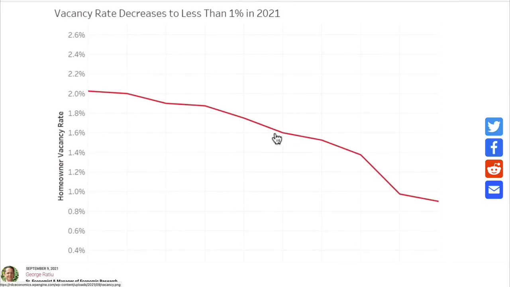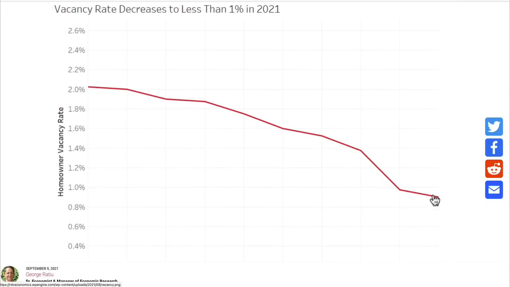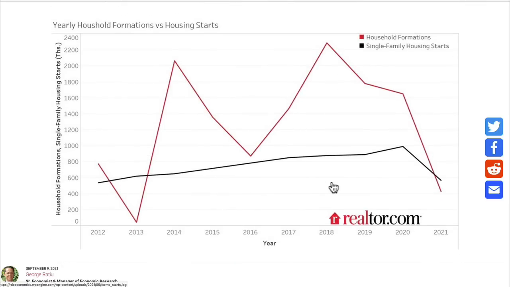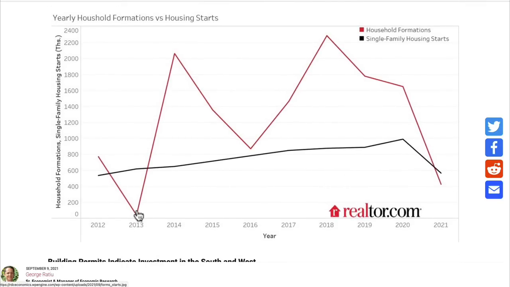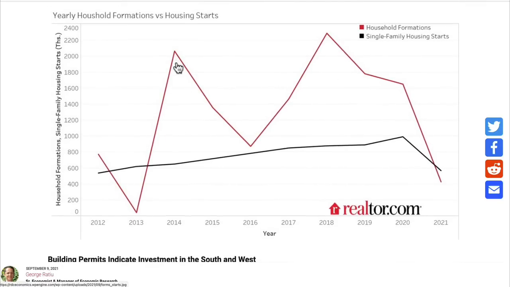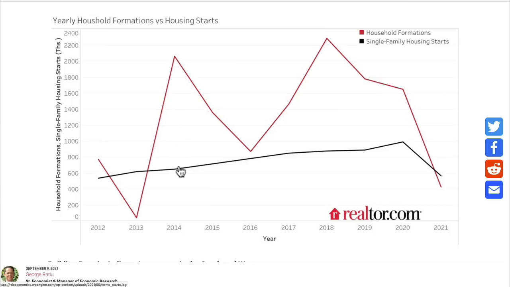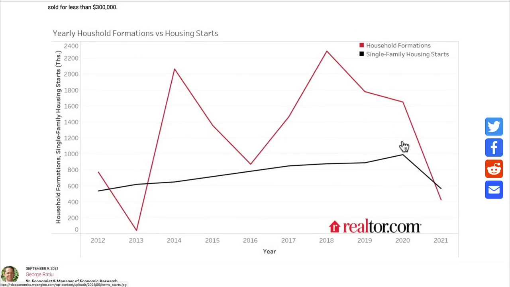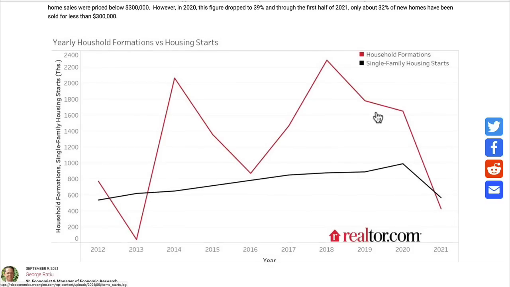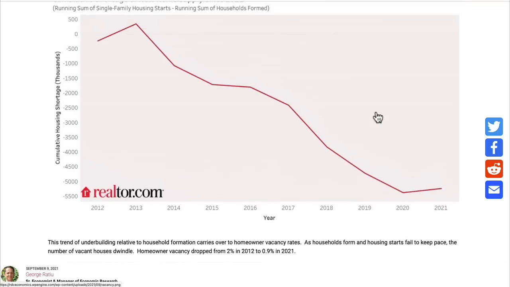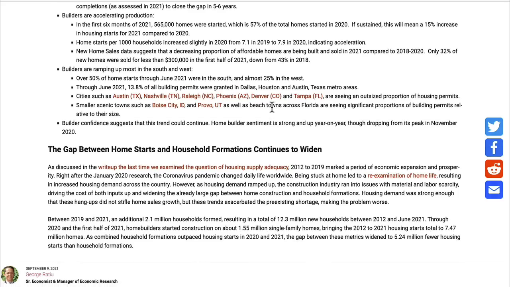This here is vacancy rates. This speaks to supply as well. Look how low this is, homeowner vacancy rates. This is yearly household formation versus housing starts. You can see the red line is the household formation. This line here is housing starts. You can see all the area under the curve up to the black line is supply that simply just didn't exist. At the time of the writing, it looks like it was starting to improve, but you know, you're not going to turn this around in 2 to 3 quarters.